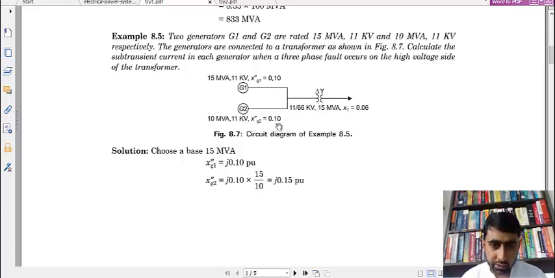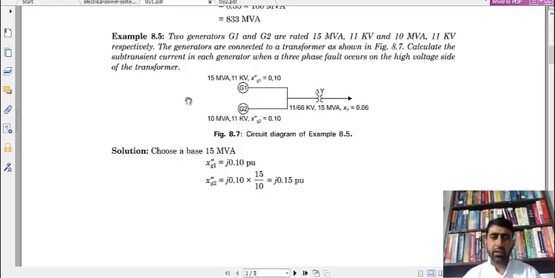But this will change, because it is calculated on a 10 MVA base and the voltage is the same. Since the voltage is the same, it has not been written over here; that is 11 by 11 whole square, which is equal to 1. So XG2 dash will be equal to 0.10 into 15 by 10, because now SB2 is 10. It will be equal to 0.15.